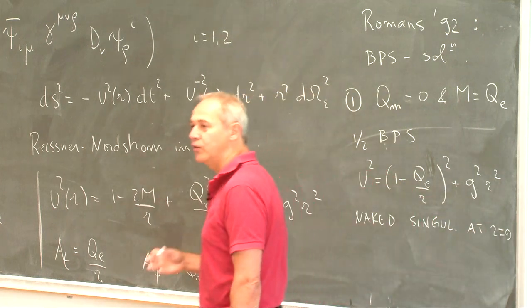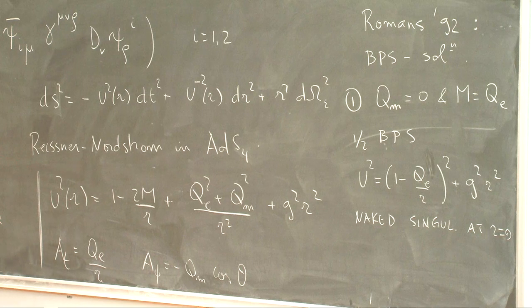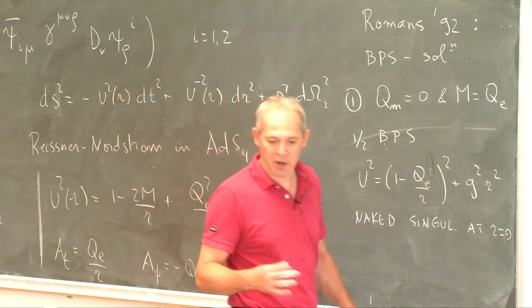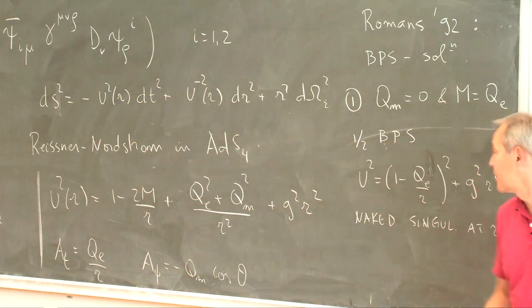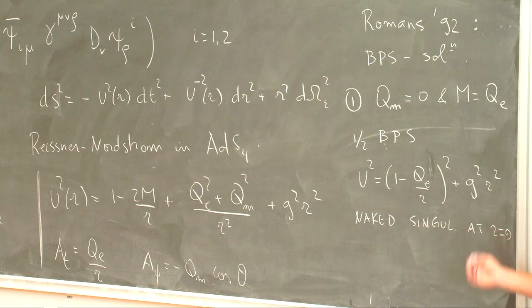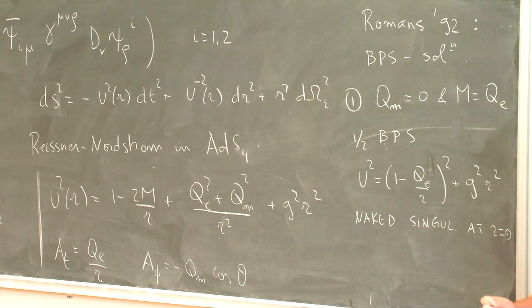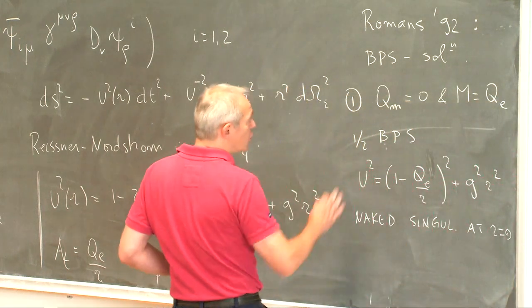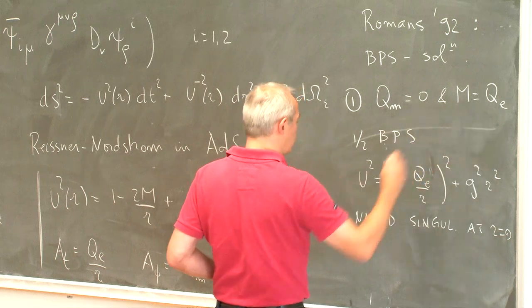So here you see that in anti-de Sitter or gauged supergravity, the notion of BPS and cosmic censorship are two different concepts, in the sense that imposing BPS is not the same as satisfying the BPS bound and avoiding naked singularities. So: no magnetic charge and mass equal to electric charge.